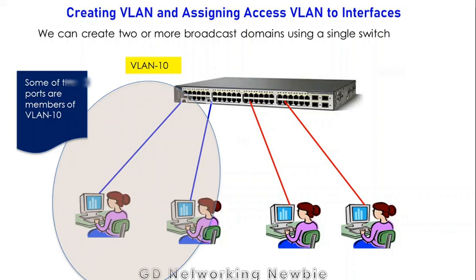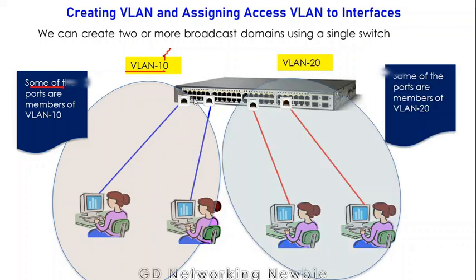So we discussed that we can create multiple virtual LANs using a single switch. For instance, today we are going to create a VLAN, and this is the name of that VLAN. Maybe this is VLAN 10, and some of the ports of this switch, some of the ports from our interfaces, will be members of this VLAN. In the same way, we create another VLAN named VLAN 20, and some of the ports from this switch will be members of VLAN 20.